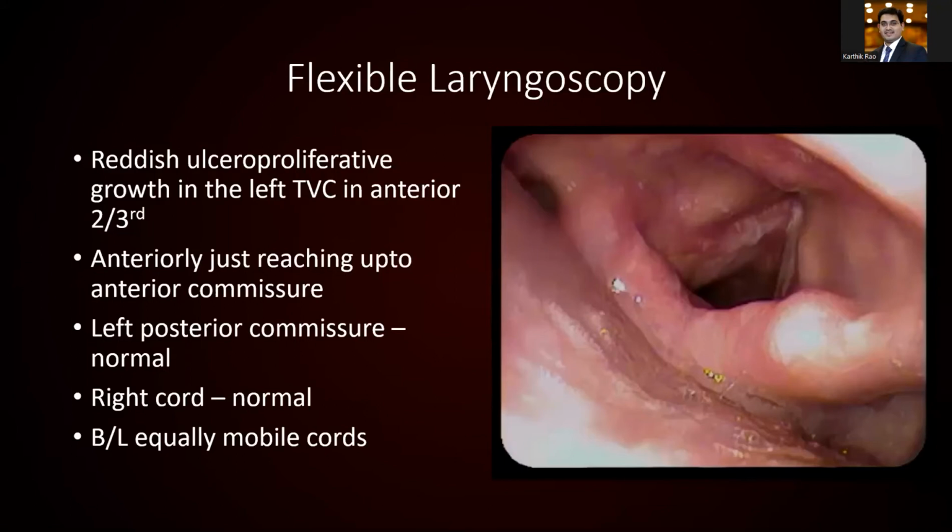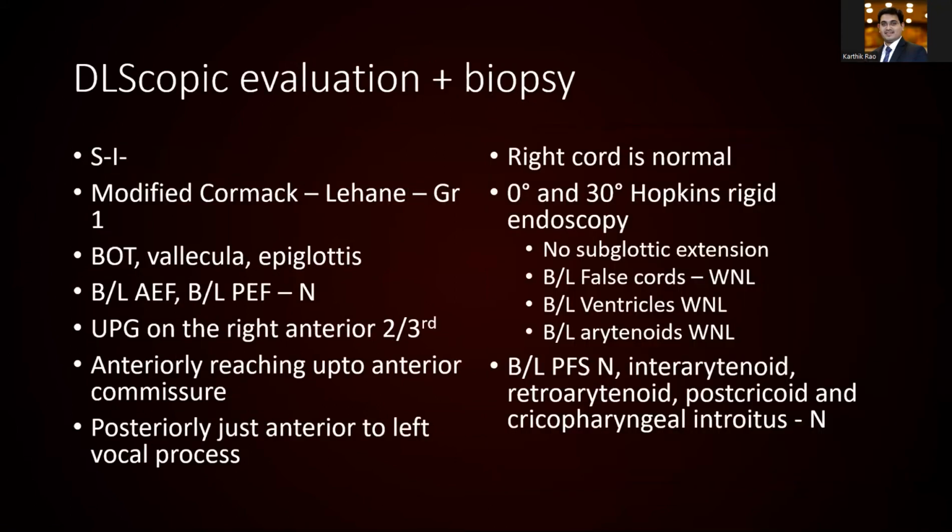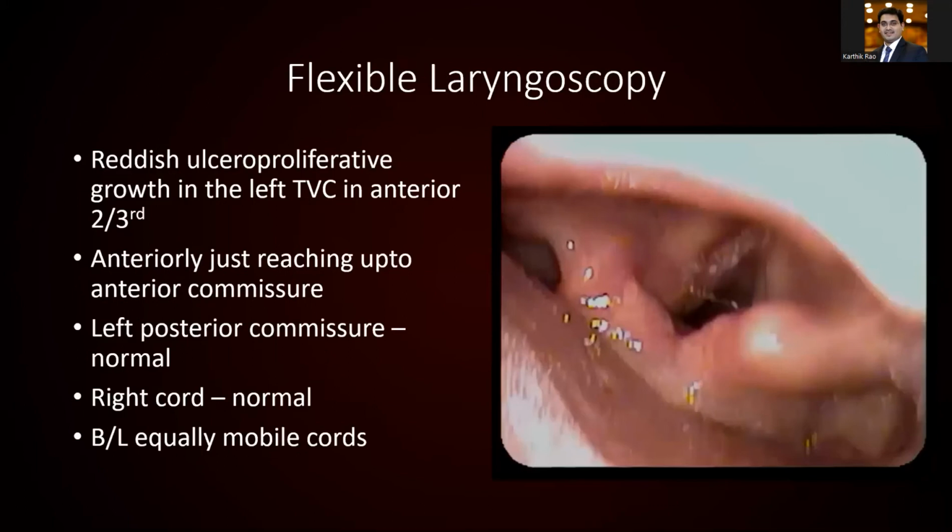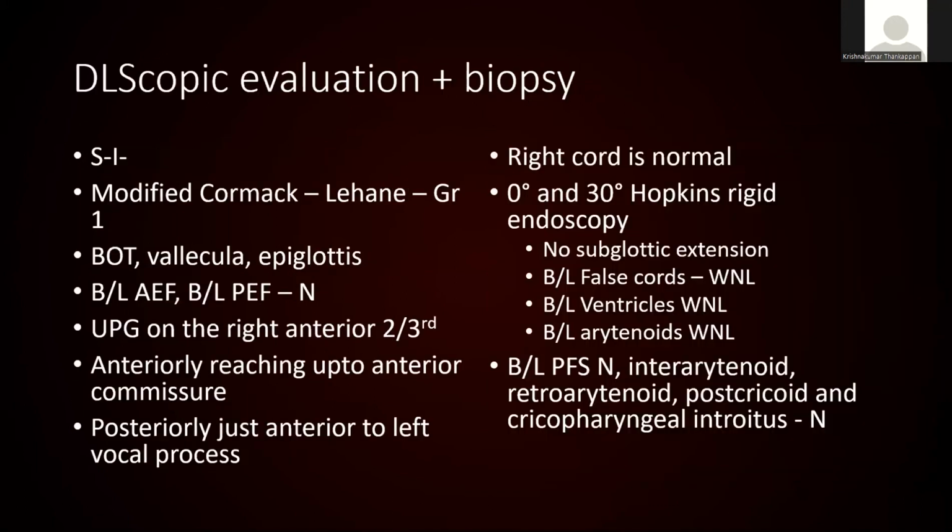So, sir, we had also done a direct laryngoscopy. If you permit me, I'll go to that, sir. Sure. So we had done a direct laryngoscopic evaluation along with biopsy for this patient. Starting from superior to inferior, while inserting the scope, the glottic exposure based on modified Cormack-Lehane was grade 1. The base of tongue, vallecula, epiglottis, bilateral arytenoids, bilateral AE folds, and bilateral pyriform sinus were normal.